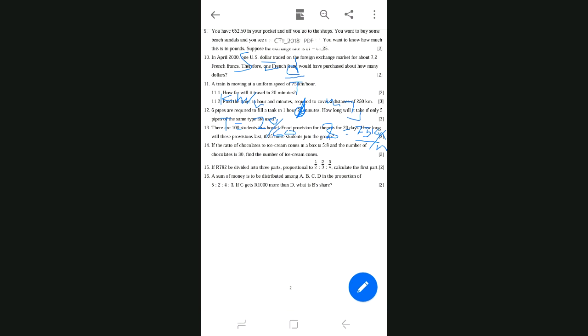So now we can simply say the distance is speed times time, which will be 75 kilometers per hour times 20 over 60, divided by 60 minutes, which will give us, I think, 25 kilometers, if I'm not mistaken. Yes, 25 kilometers.